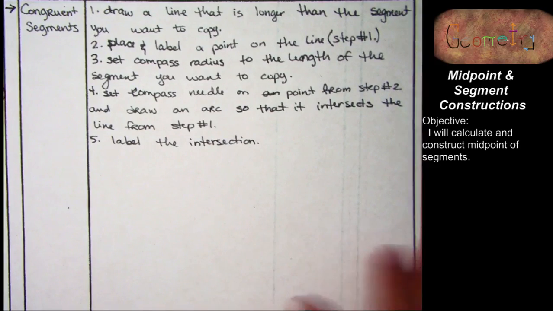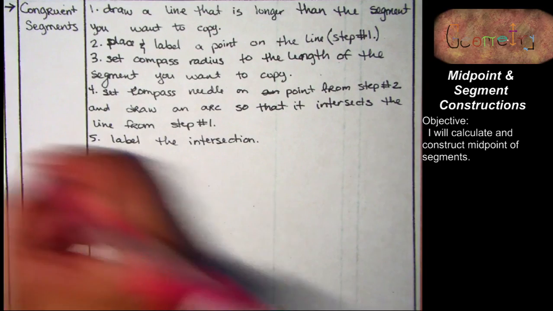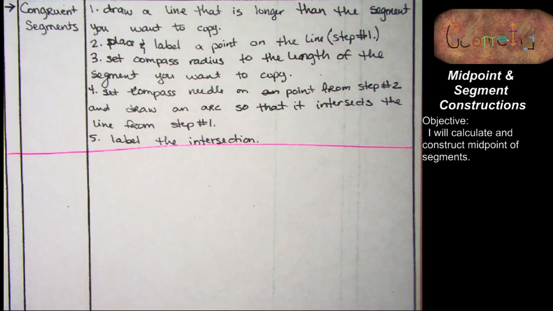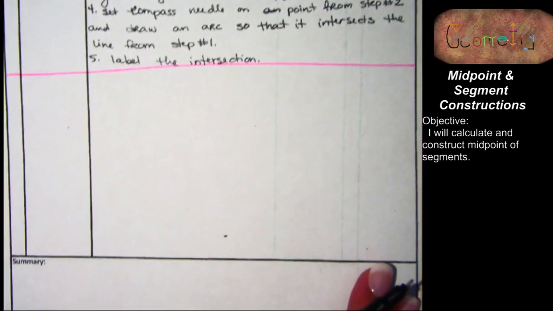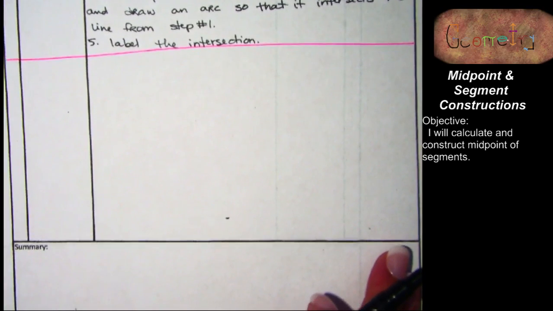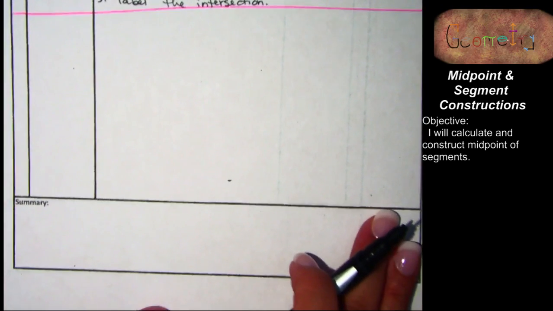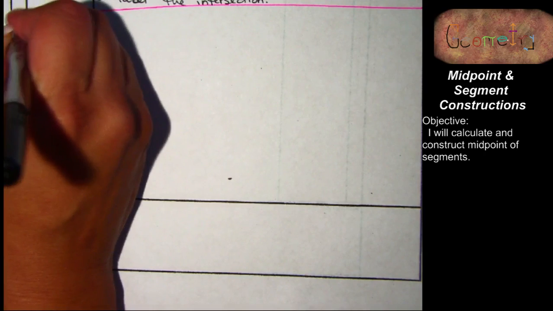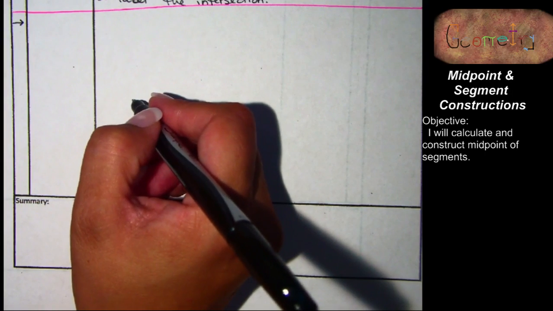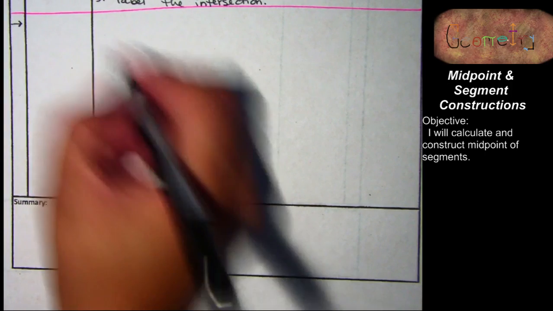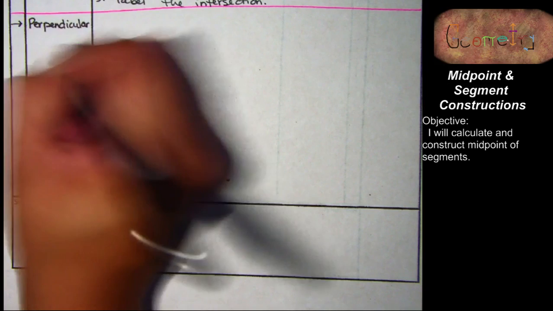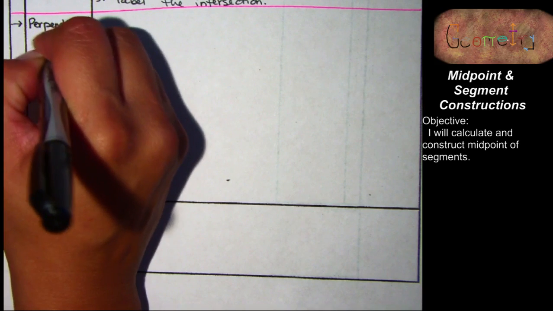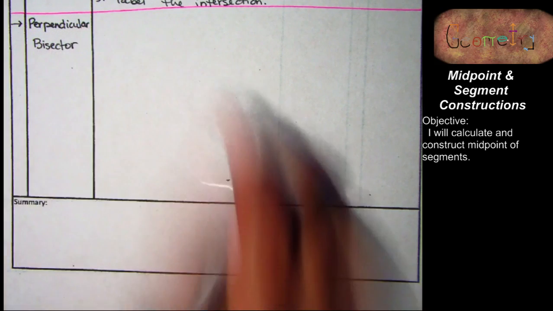Let's go ahead and write down the steps, how to do the next construction. Ooh, my line is so straight, look at me. Oh, beautiful. Here's our next how-to. Our next how-to is how to construct a perpendicular bisector.